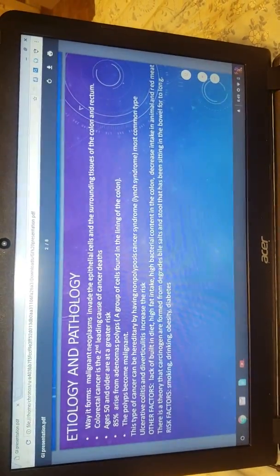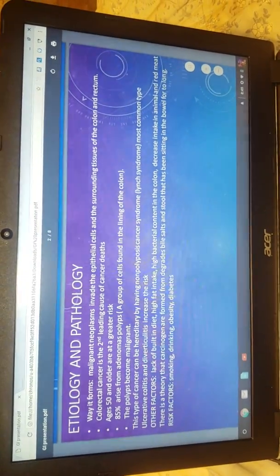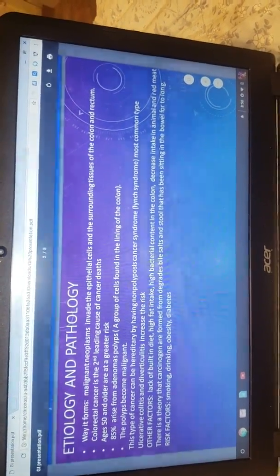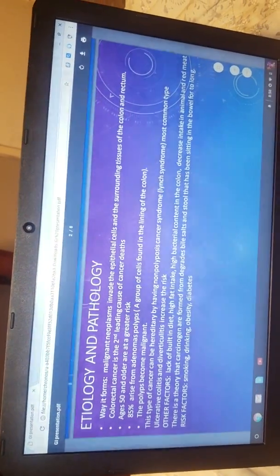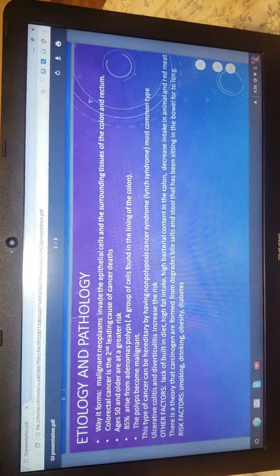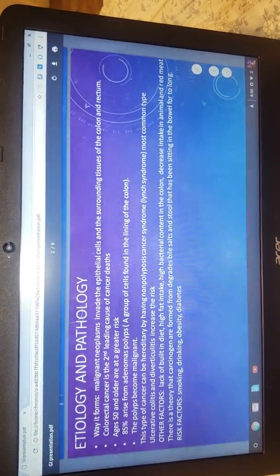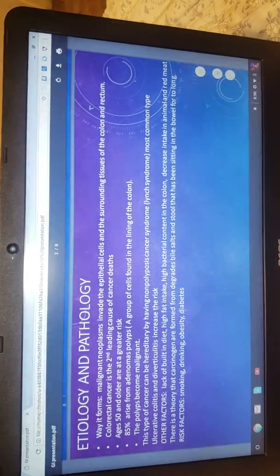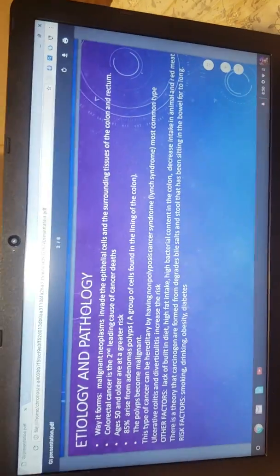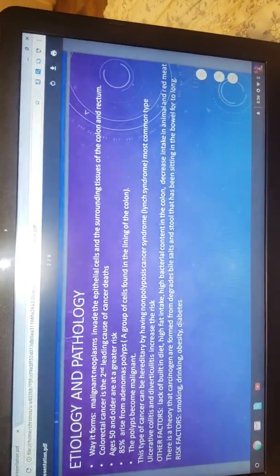You can also have diverticulitis and ulcerative colitis, which can increase your risk of having colorectal cancer. There are some risk factors down there. You could probably read them about what to eat or how to eat to lower your risk. And of course, smoking, drinking, obesity, and diabetes are risk factors for most of the things that you have.